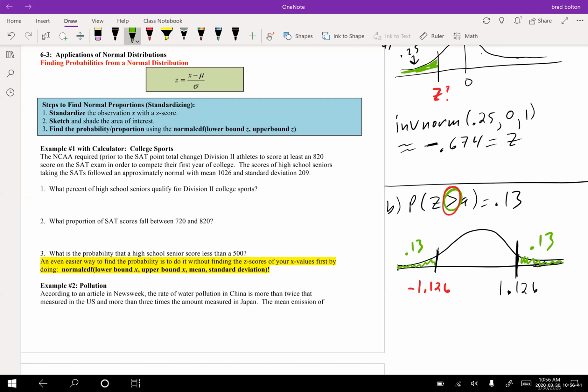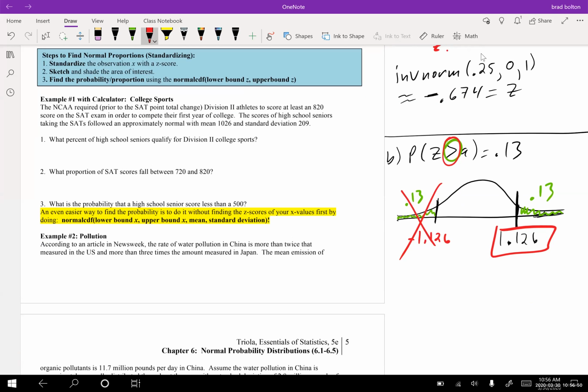Now, which one of these is correct? This is the correct answer, and this one is actually wrong, because the greater than symbol says they want the z-score. What's the probability that there's a z-score greater than whatever number we come up with? Well, we're going to come up with 1.126. If we plug 1.126 in our calculator and we do above it, we will get 0.13.